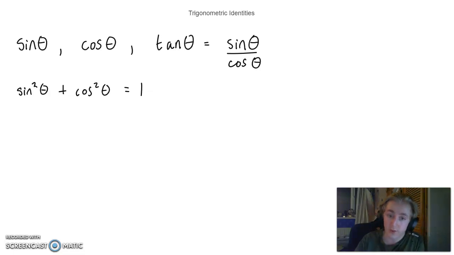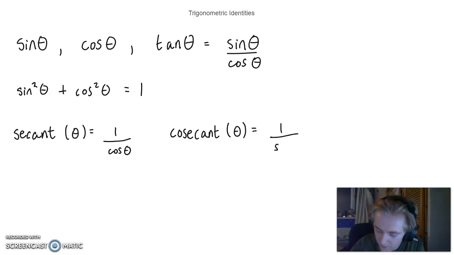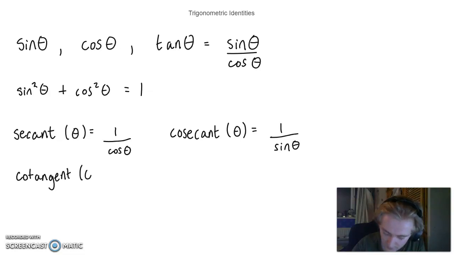The first one I'm going to introduce is going to be secant theta, and that is going to be equal to 1 divided by cosine theta. The second will be cosecant. I might be pronouncing that wrong. Cosecant theta, which is equal to 1 divided by sine theta. And then finally, cotangent. And as you may have been able to guess, that's equal to 1 divided by tan theta.